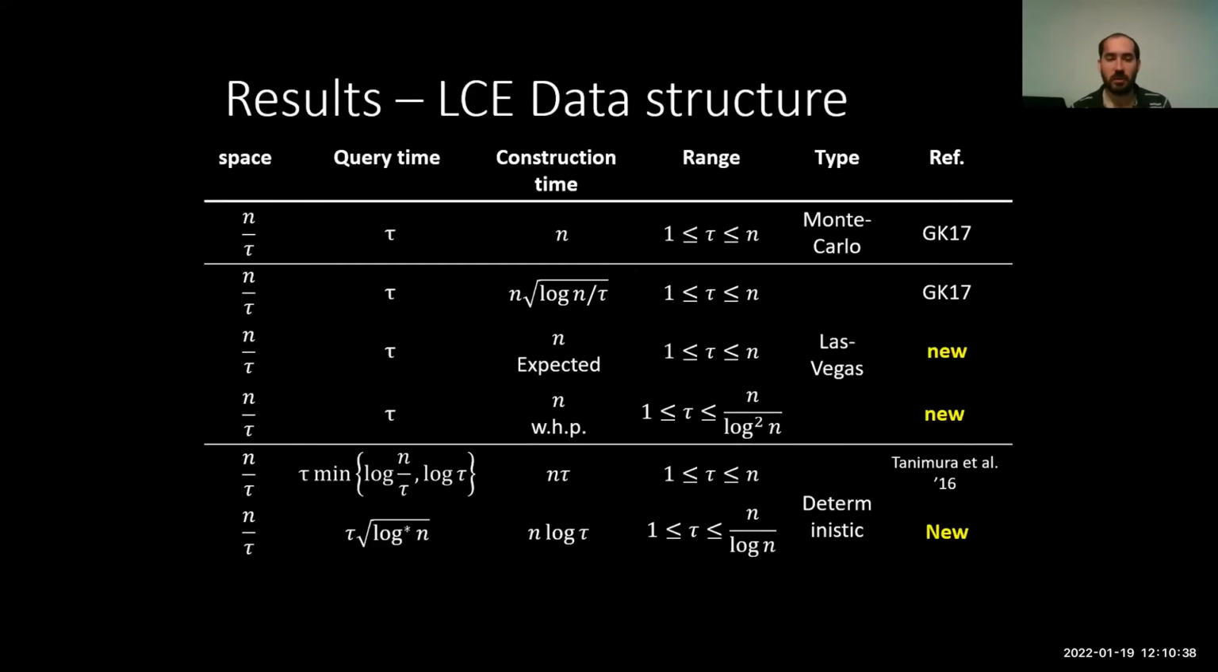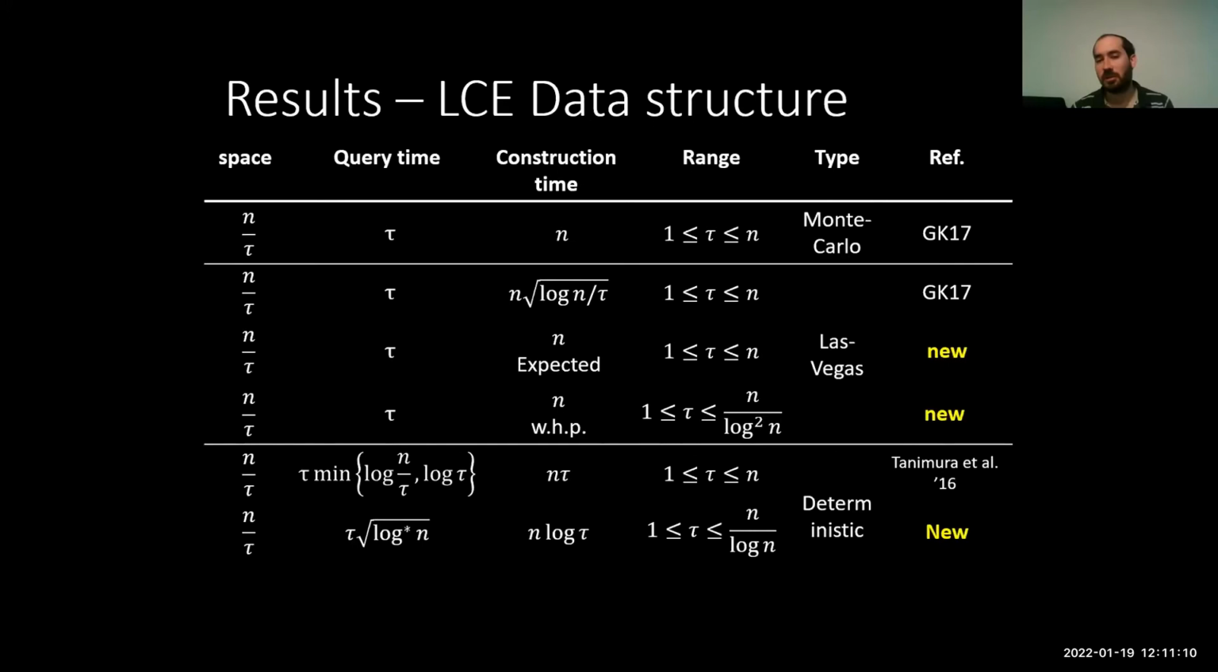So what are the results for this problem? If we want a randomized Monte Carlo algorithm, then the previous result, which actually solves the problem in these settings, is by Tomasz and Pavel, and they get everything as good as it could be. So the space is n over tau, as we said. The query time is order of tau, which we assume is optimal, and the construction time is linear.